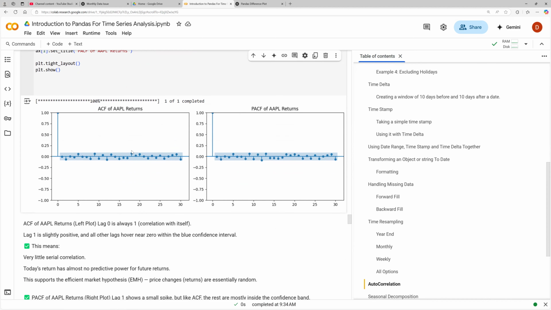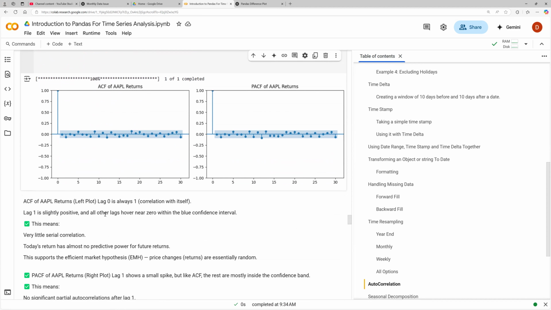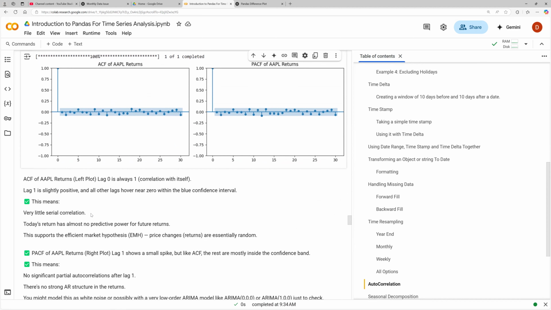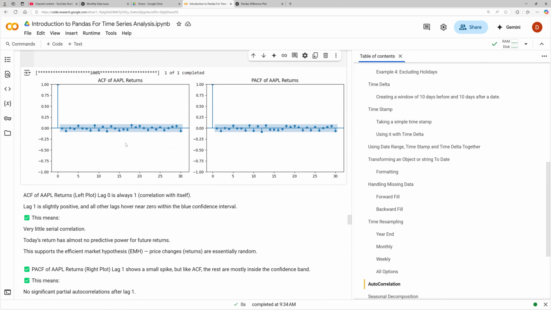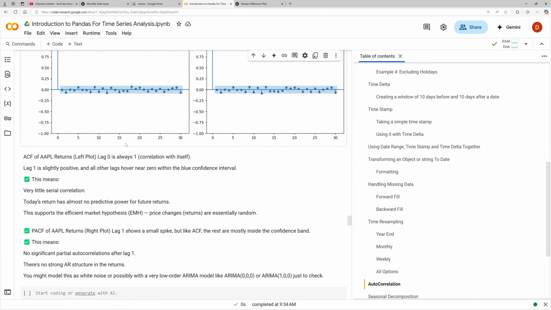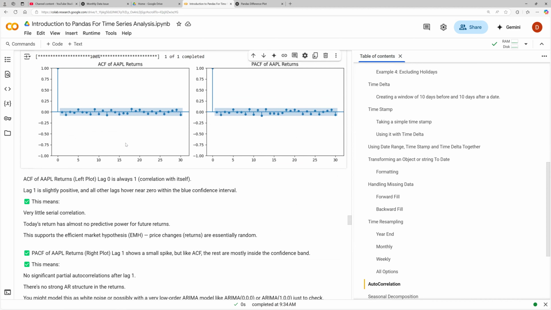There's very little serial correlation, okay? If we look at lag one, it's slightly positive, and all the other lags hover near zero within the blue confidence interval. This means very little serial correlation. Today's return almost has no predictive power for future returns, okay? This supports something called the efficient market hypothesis in finance, where price changes are basically random. So this is what this would exhibit.